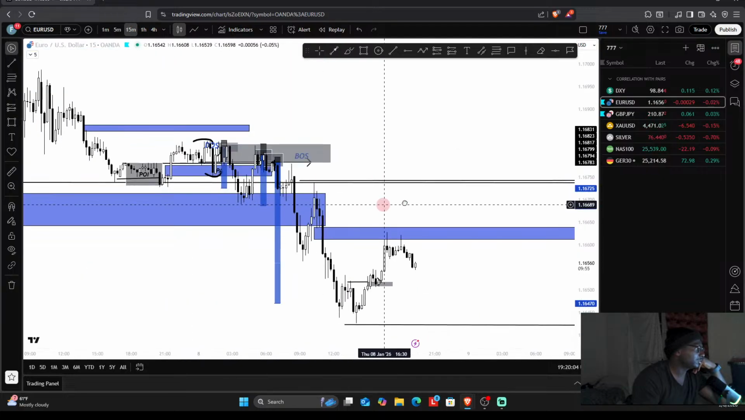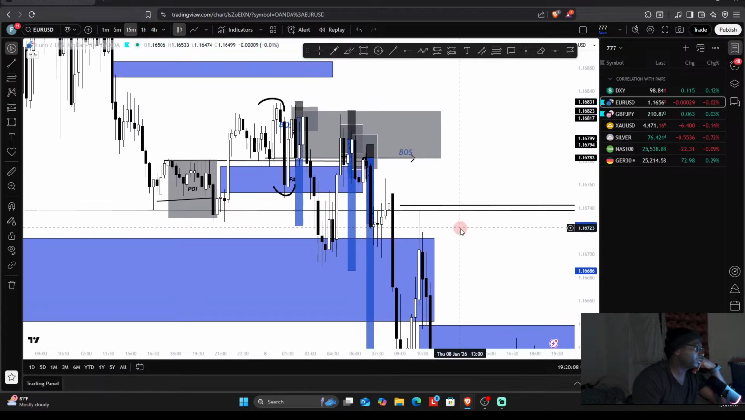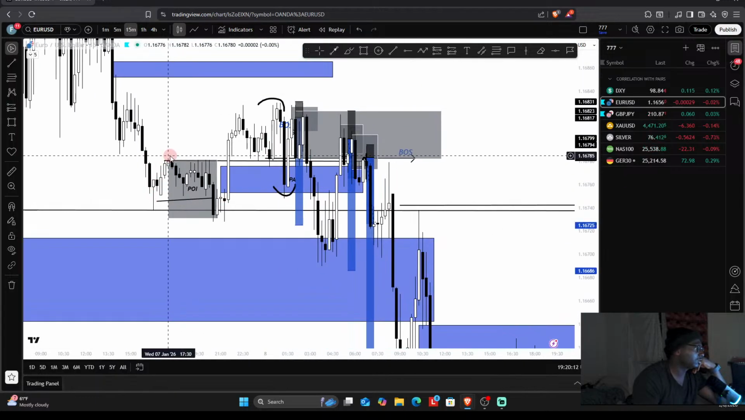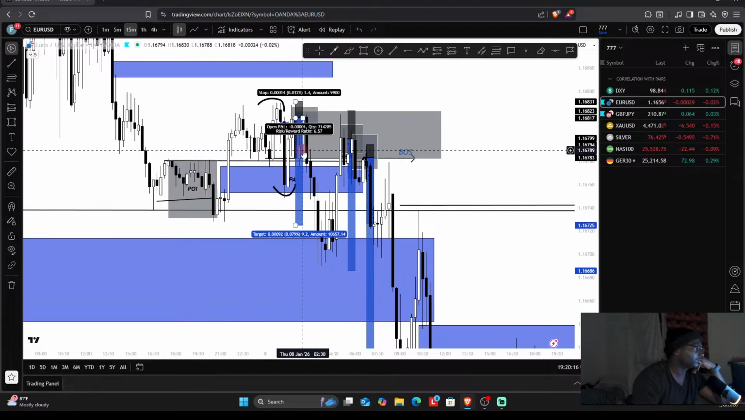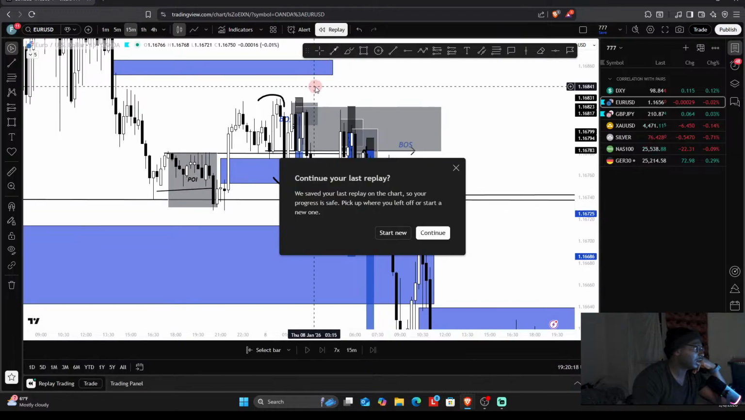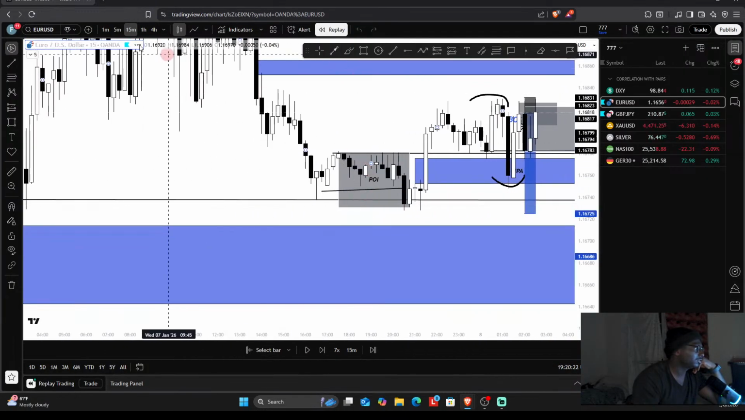So what's special about this one is price broke structure right here. You can clearly see lower low, lower high, lower low, break, higher high, higher low, higher high, and it broke structure. So what happened right here was you see the 15-minute break.